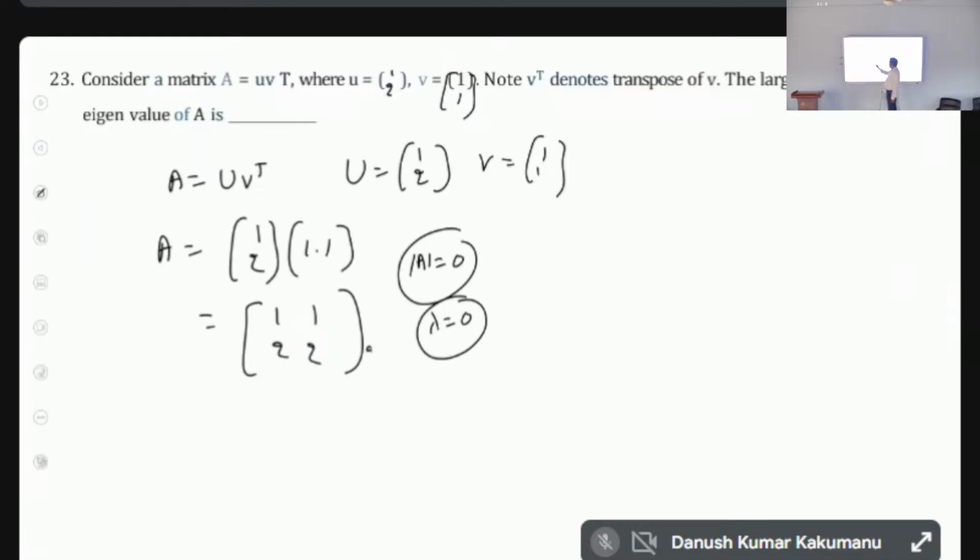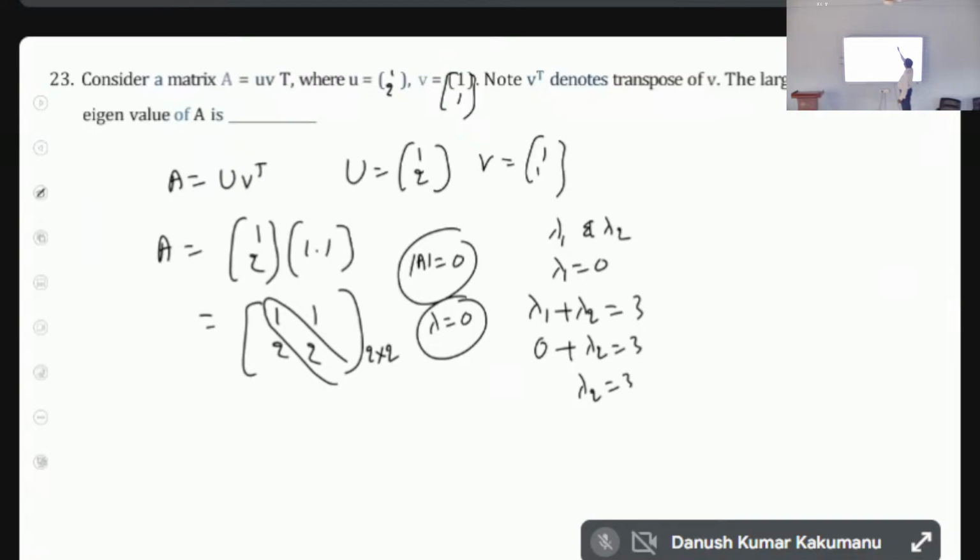So how many eigenvalues are possible here in total? Because it is a 2 by 2 matrix, you will get 2 eigenvalues, lambda 1 and lambda 2. One eigenvalue is already 0. What is the other eigenvalue? Sum of the eigenvalues is the trace. 1 plus 2 is 3. One eigenvalue is 0, so lambda 2 is 3. The largest eigenvalue of the matrix A is 3.